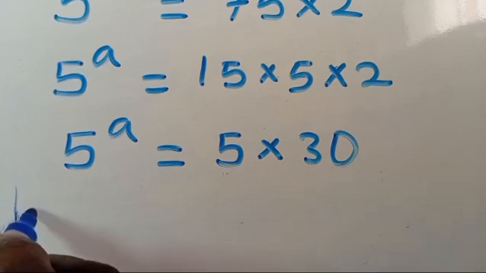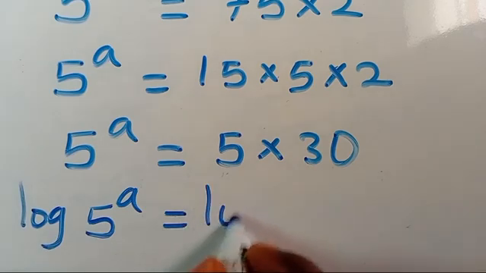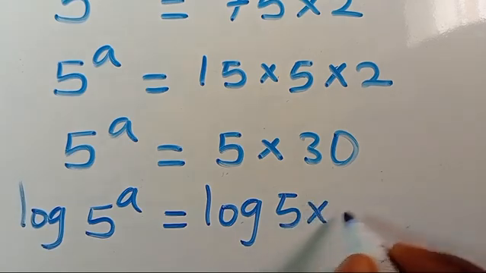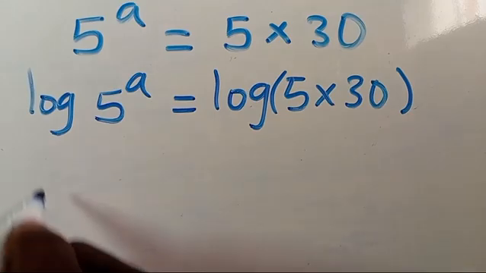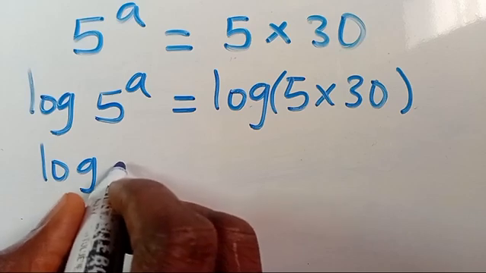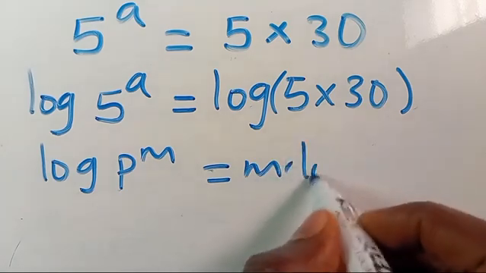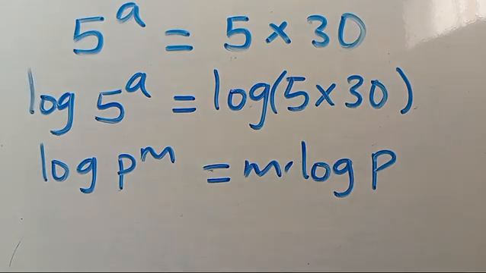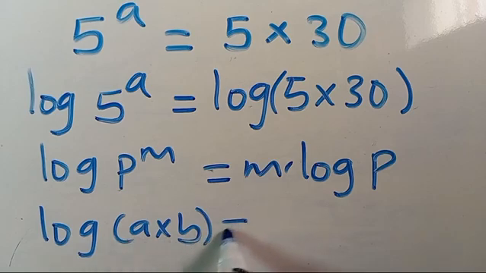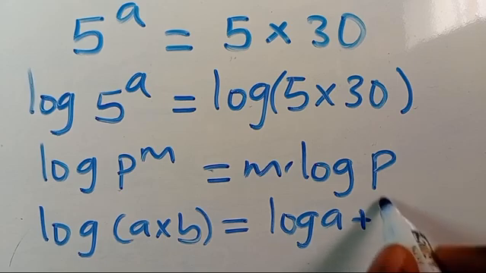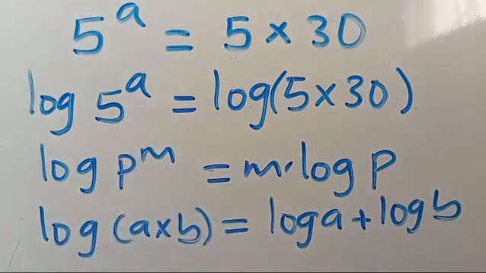Here will be log 5 to the power of a equals log of 5 times 30, put them in parentheses. Recall that when we have log p to the power of m, this power m will come down to be m multiplied by log p. And when we also have log a times b, this equals log a plus log b. We apply this one here, we apply the power law here.